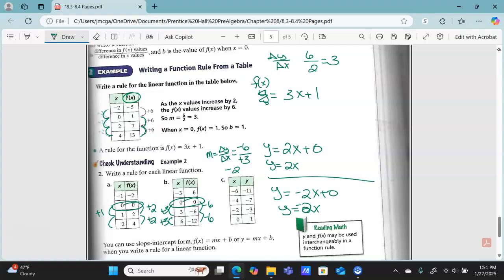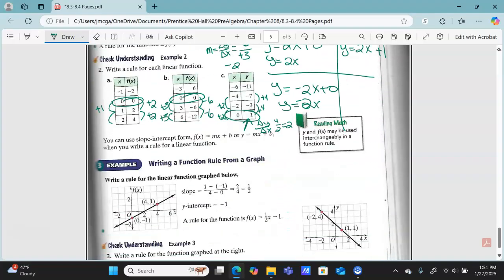Let's do this last one. X is increasing by 2. Y is increasing by 4. That's the difference between those. So change in y over change in x, 4 over 2 would be 2. There's my m. B is 1. So there's my equation for that.